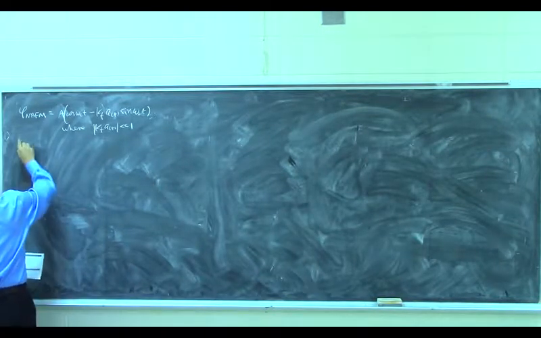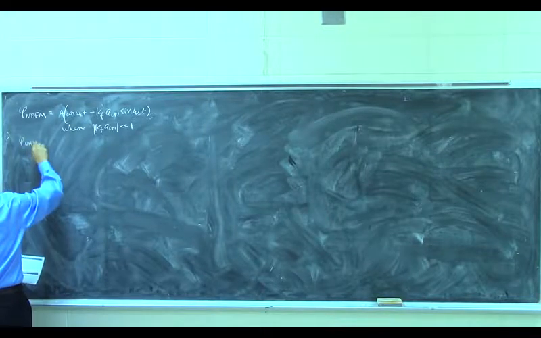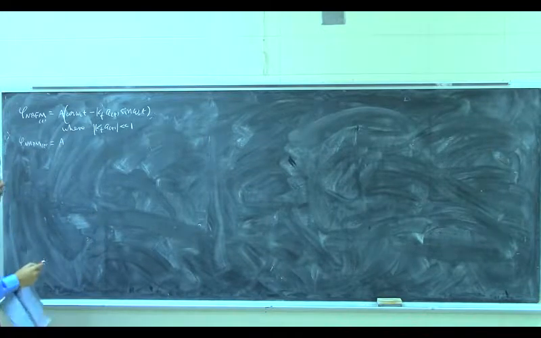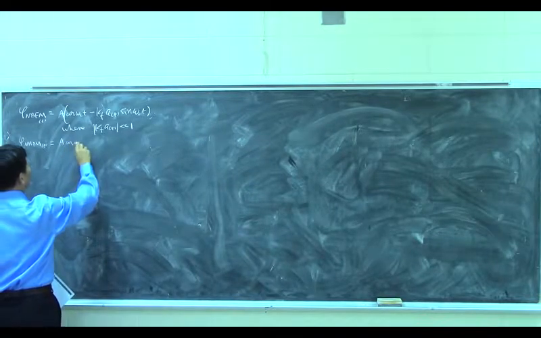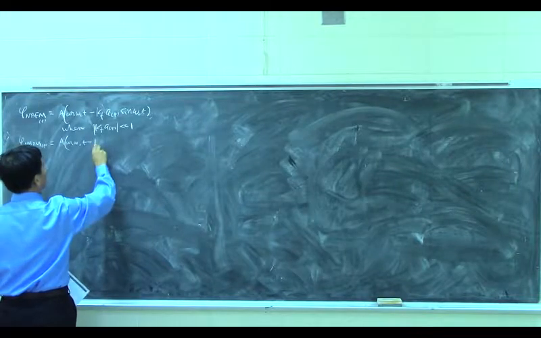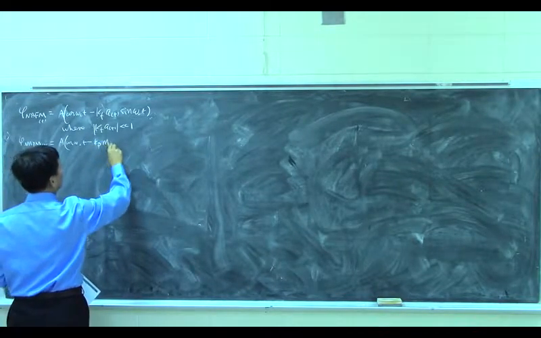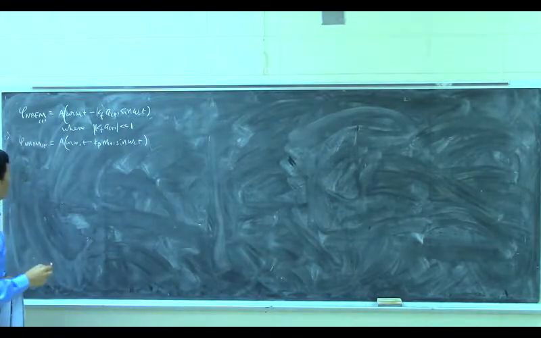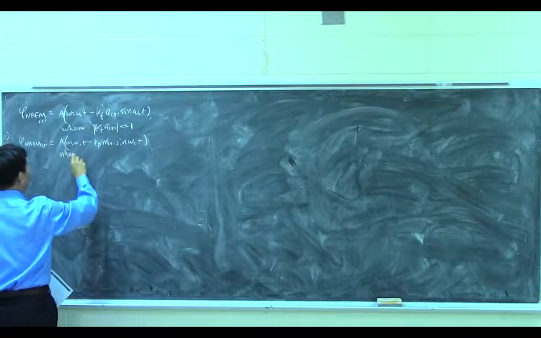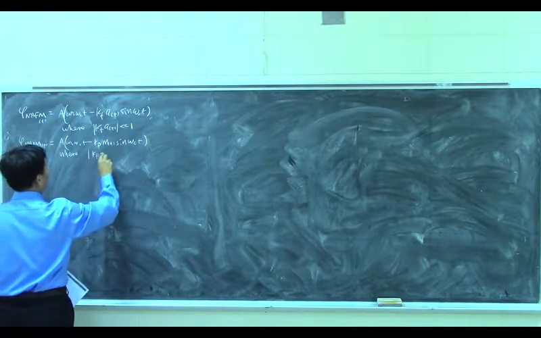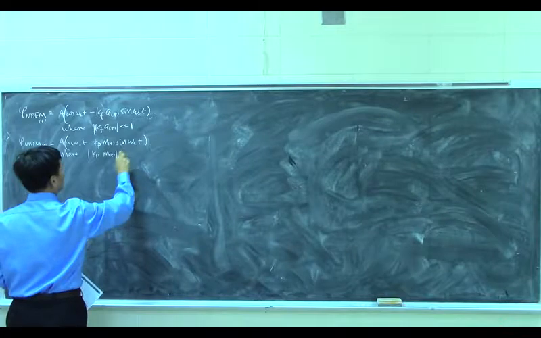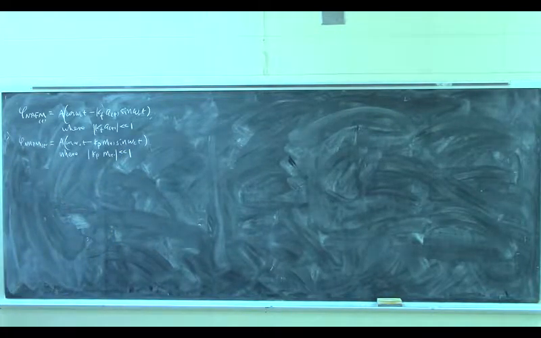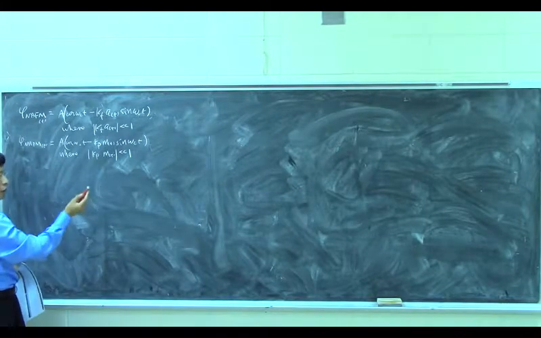And for narrow band PM, the time domain signal can be approximated by A times the cosine of omega_c t minus K_p times m(t) times sine omega_c t. Narrow band means here the absolute value of K_p times m(t) must be much smaller than 1. So today we are going to discuss how to implement this.